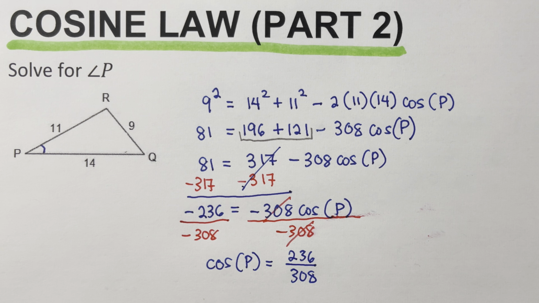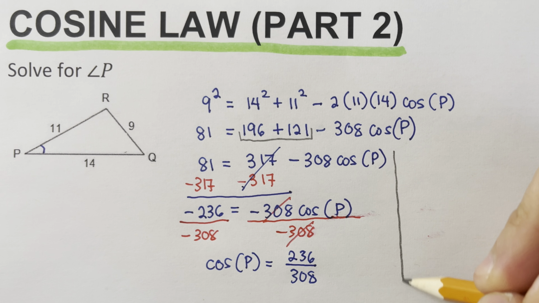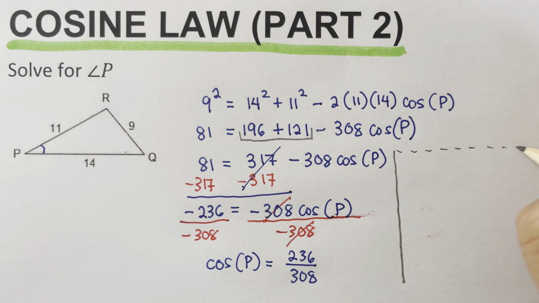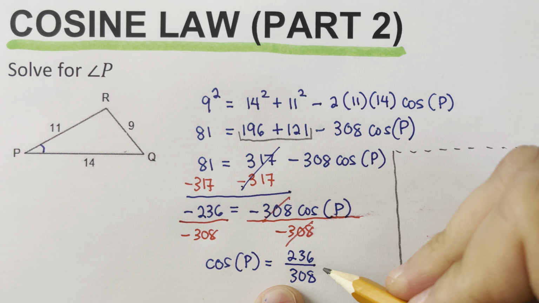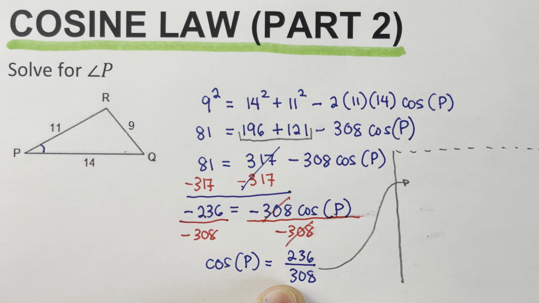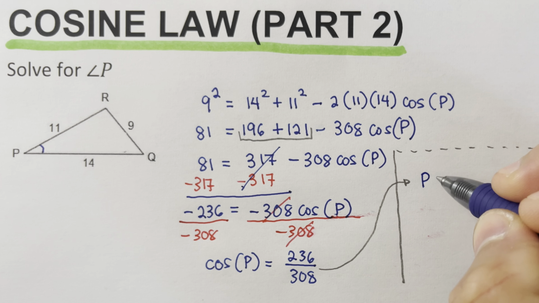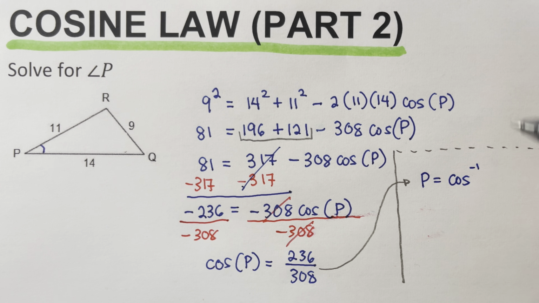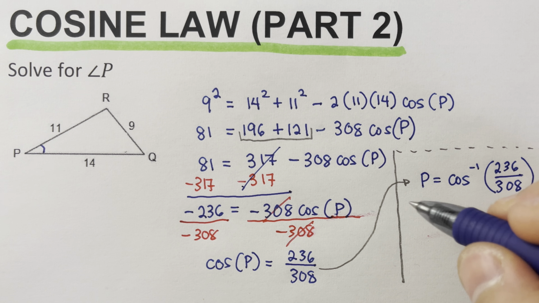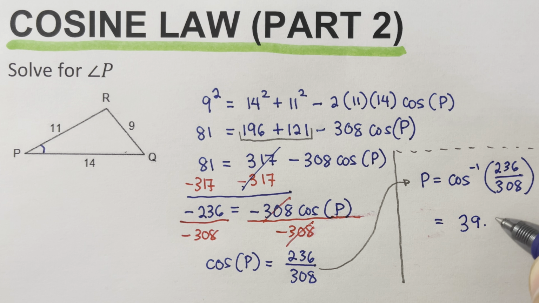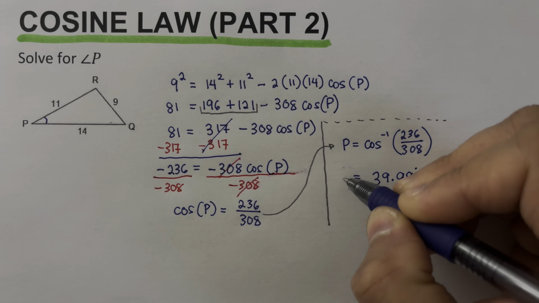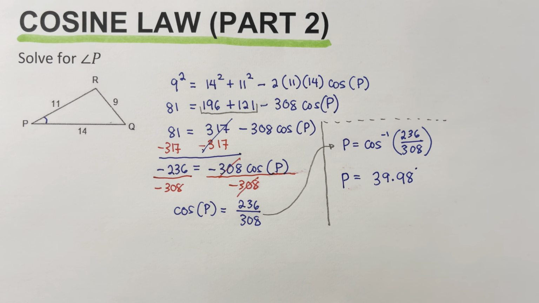Now we want the angle P. So what are we going to do with this? I'm just going to show the work on the side. We are going to get the arc cosine. So angle P is the arc cosine of 236 over 308. If we use the calculator on this, this gives us 39.98 degrees. This is the measure of angle P.